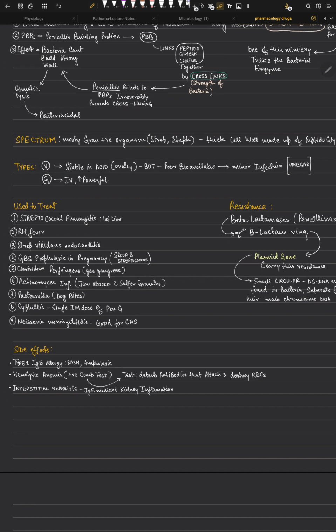Clostridium perfringens can give you gas gangrene. Other things: Pasteurella, that is due to dog bites, syphilis, and Neisseria meningitidis. So these are these things. And actinomycosis, what is this?